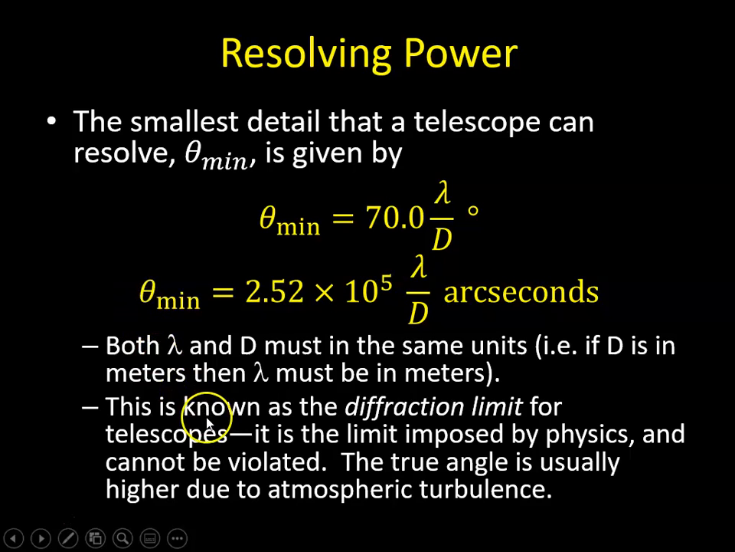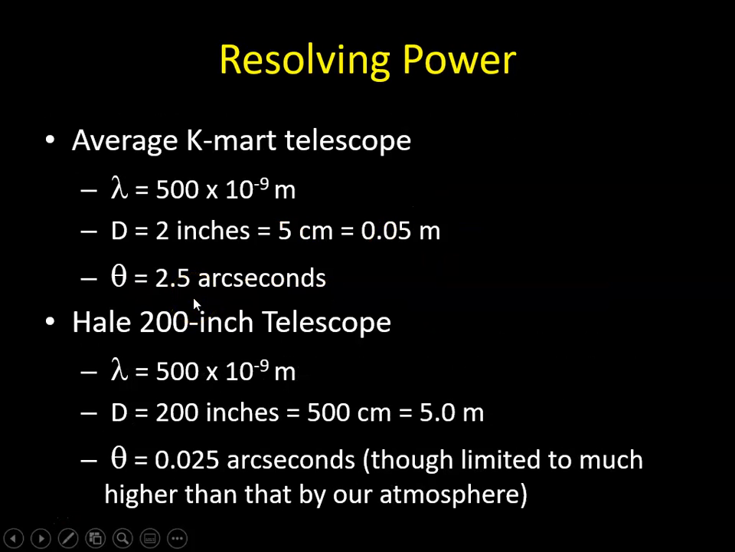There is a problem here, though. While this is the limit that's imposed by the laws of physics and thus can't be violated, the true angle is usually a bit bigger because of atmospheric turbulence, and we're going to get to that soon. So a typical Kmart telescope will have a resolving power of about 2.5 arcseconds. If objects are closer together than that, then they will just look like one object.